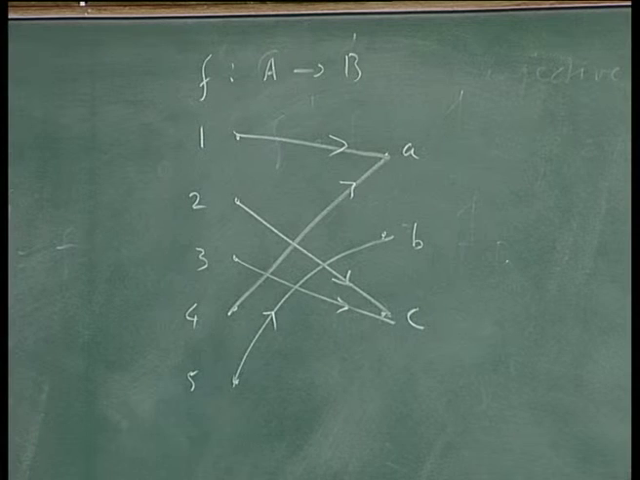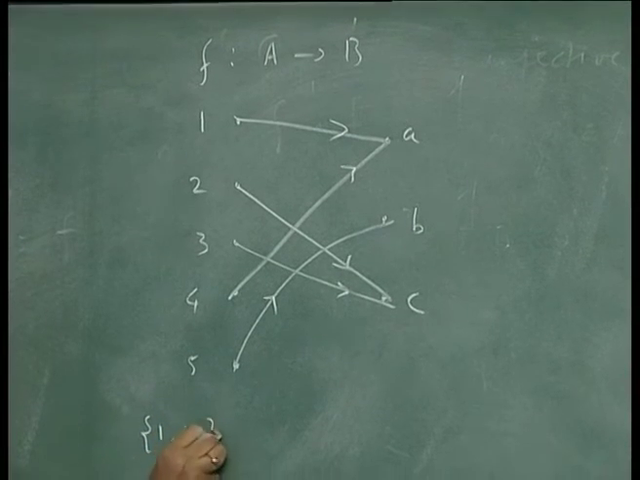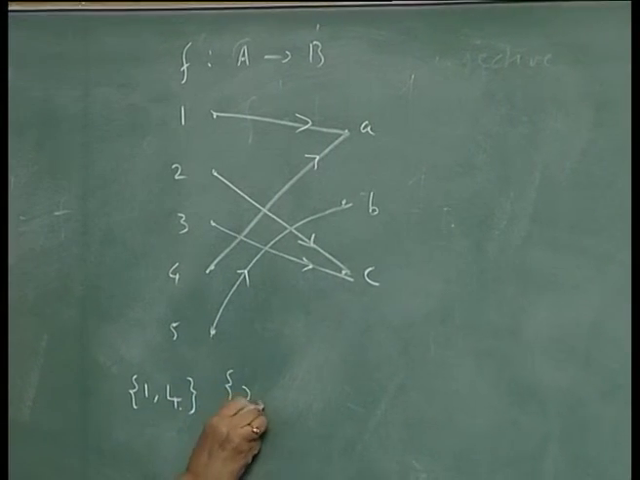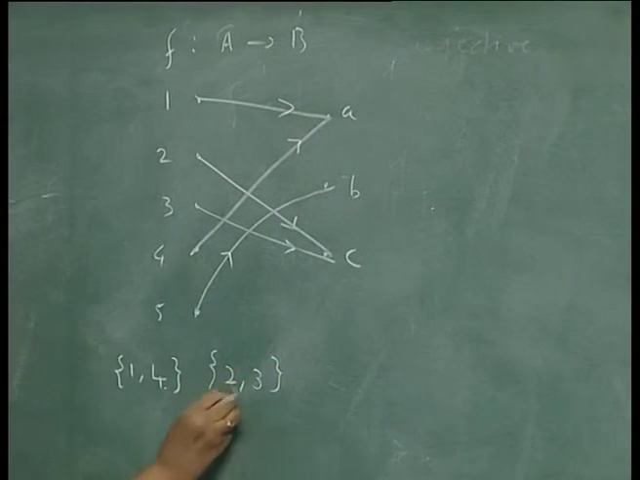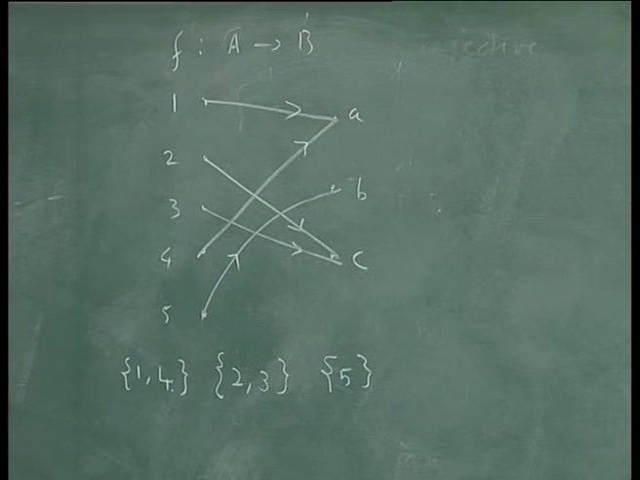If this is the mapping, then 1 and 4 are mapped on to A. So, they belong to one class, 2 and 3 are mapped on to C, they belong to one class, 5 is mapped on to B, that is in one class. You are partitioning A into subsets like that, and we know that a partition induces an equivalence relation.